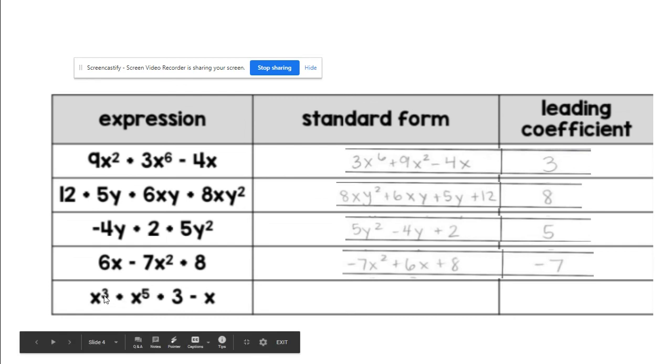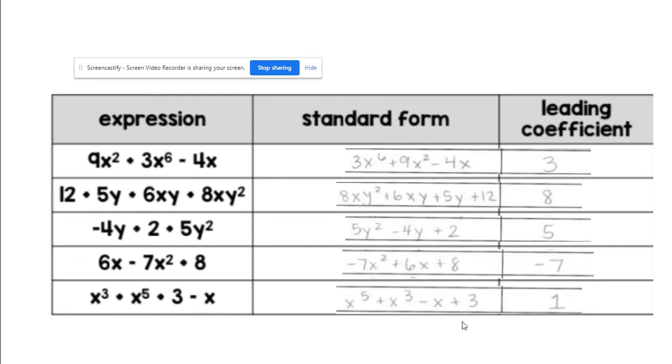And on the last one, I have a degree of 3, a degree of 5, a degree of 0, and a degree of 1. So I'm going to rewrite that in order from greatest to least. So I'm going to have x to the 5th plus x to the 3rd minus x plus 3. Again, make sure you're keeping your signs. The leading coefficient, I do not have any number in front of x to the 5th, so I know that means 1.